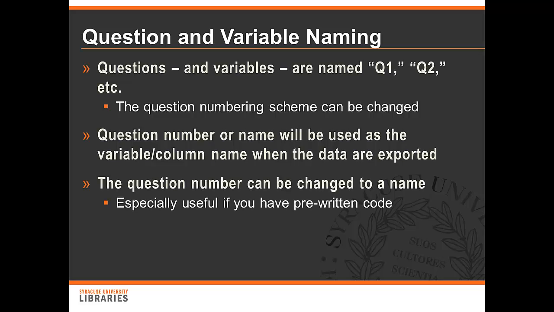In particular, the question number can be changed to a name. This is especially useful if you have pre-written code with which to analyze your data. The resulting data file will already have the proper variable names, and you can just run your code. Otherwise, you will have to either edit your code to match your data, which is not recommended, or you will have to go back and change the variable names in your data anyhow.